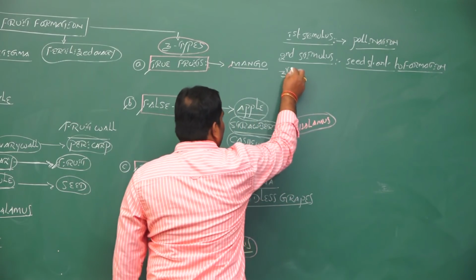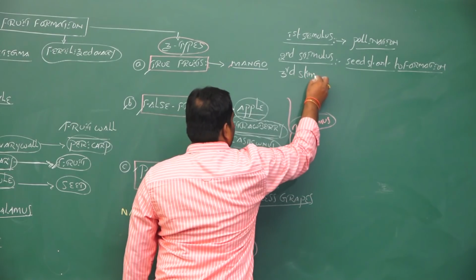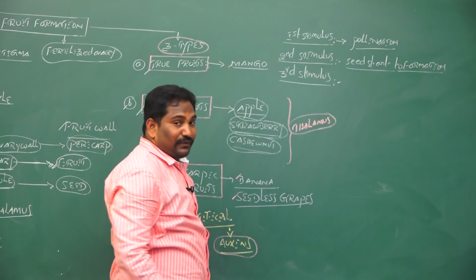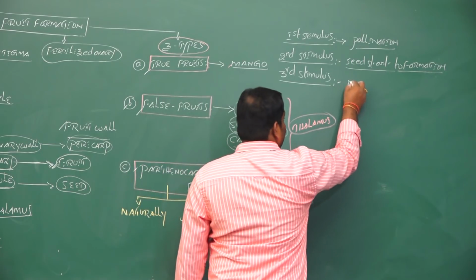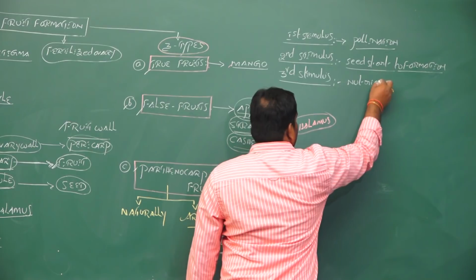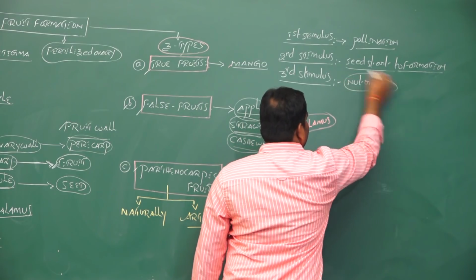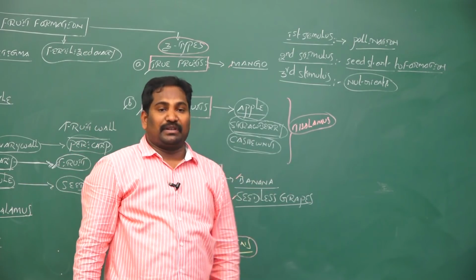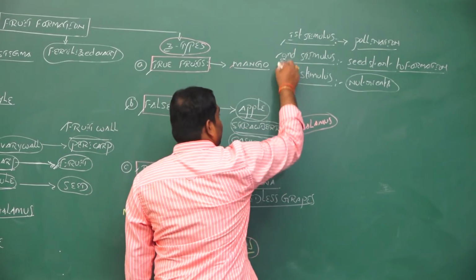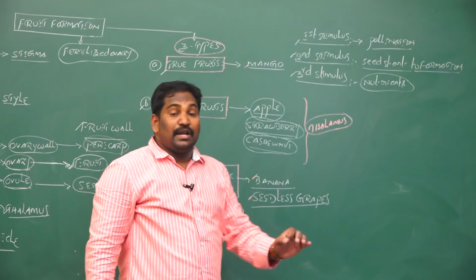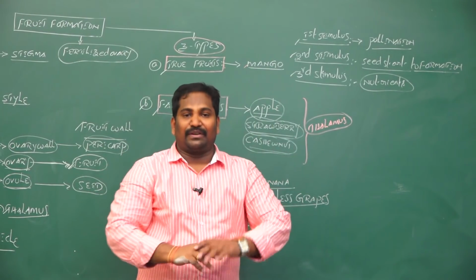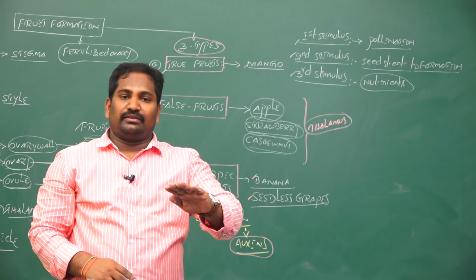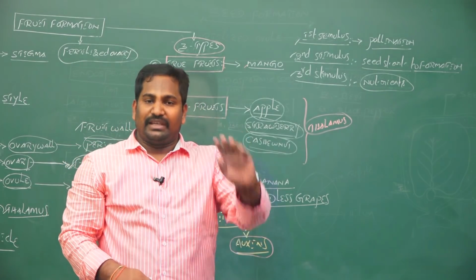And the third stimulus received by the plants for formation and development of fruits in flowering plants is nutrients. When macro and micro nutrients are available, then growth and formation of fruits can take place. These are the three different stimuli for formation of fruits in flowering plants. This is the third post fertilization structure and event.